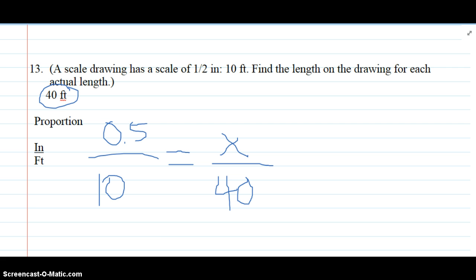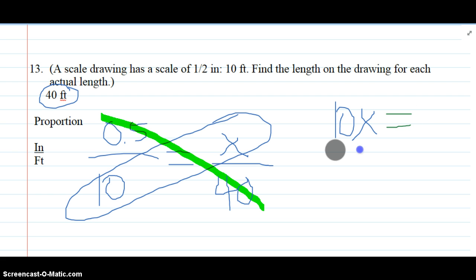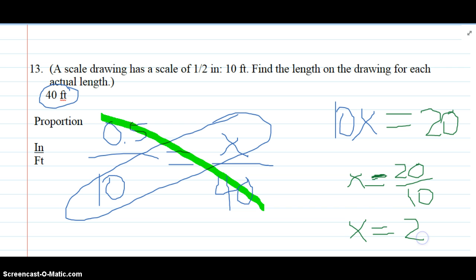And then from here I'm going to cross multiply. When I cross multiply, I'm going to take 10 times x, that's 10x. And then I'm also going to multiply 40 times 0.5, equal. That's going to give me 20 because half of 40 is 20. So 10 times x is 20, so x would be 20 divided by 10, because instead of multiplying 10 with x, I'm going to divide it with 20, so my x is equal to 2. And that's how many inches is 40 feet.